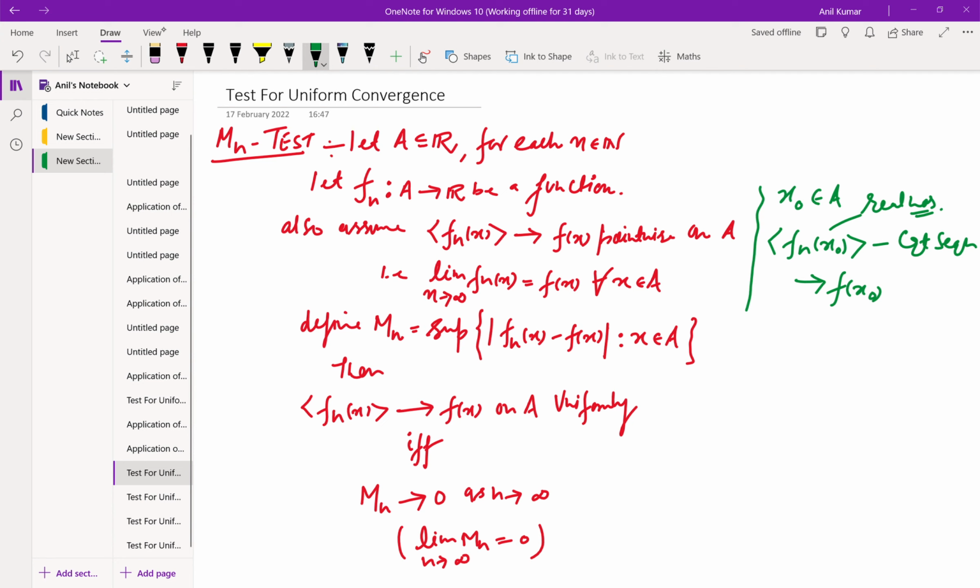And we have defined M_n to be supremum of modulus f_n(x) minus f(x), such that x is coming from set A. Then this convergence is uniform if and only if this M_n tends to 0 as n tends to infinity. Okay, so this test is known as M_n test for uniform convergence of sequence of functions. प्रूफ ऑलरेडी मैंने किया हुआ है, आप प्लेलिस्ट में जाके इसके प्रूफ को देख सकते हैं, वो मैंने पहले ही किया हुआ है, उसको आप देख सकते हो.